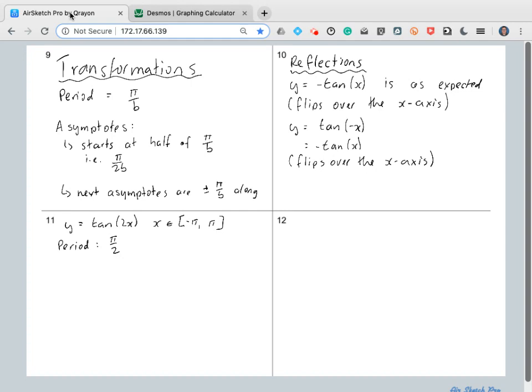The asymptotes are at where? Well, first of all, I just halve pi on 2. So that's pi on 4. Then, within the domain that I'm given, I just keep on adding the period. So I go pi on 4 plus pi on 2. Well, that's 3 pi on 4. I won't do it for all of them, but I'll just do it for here.